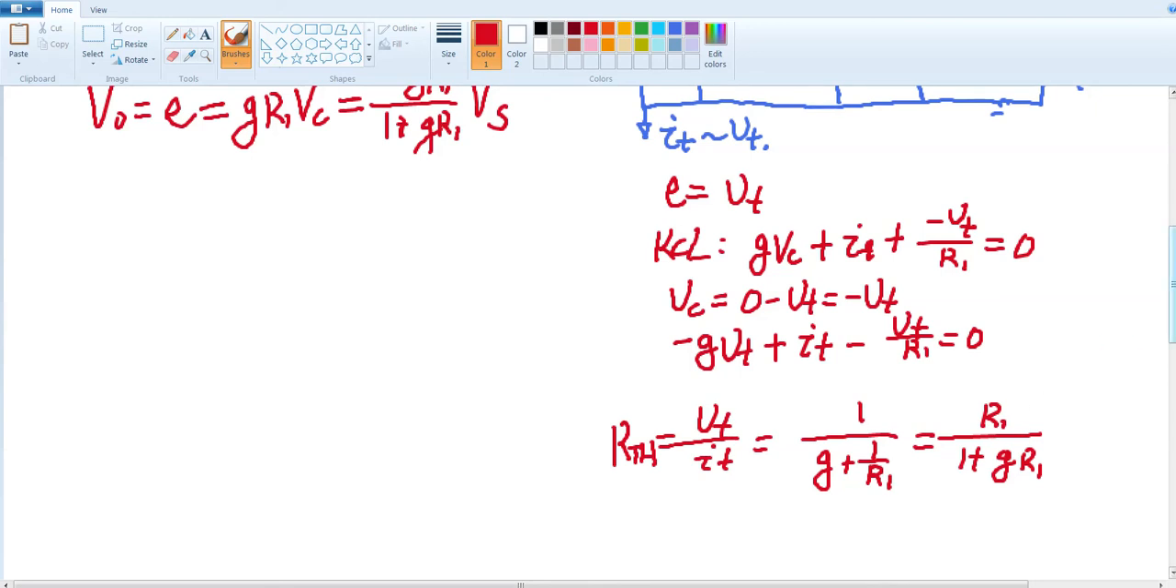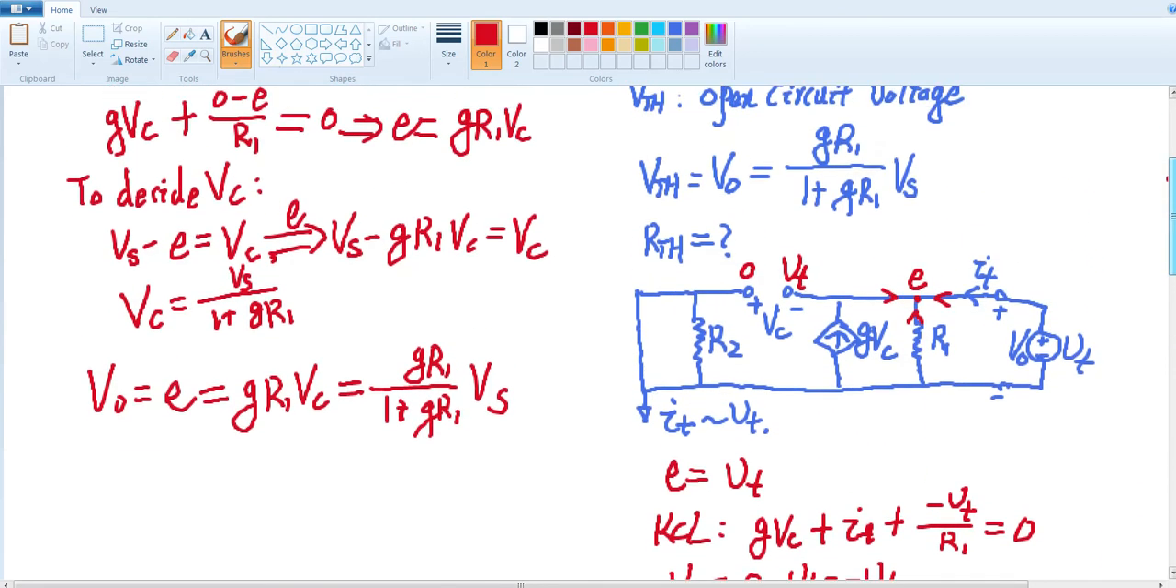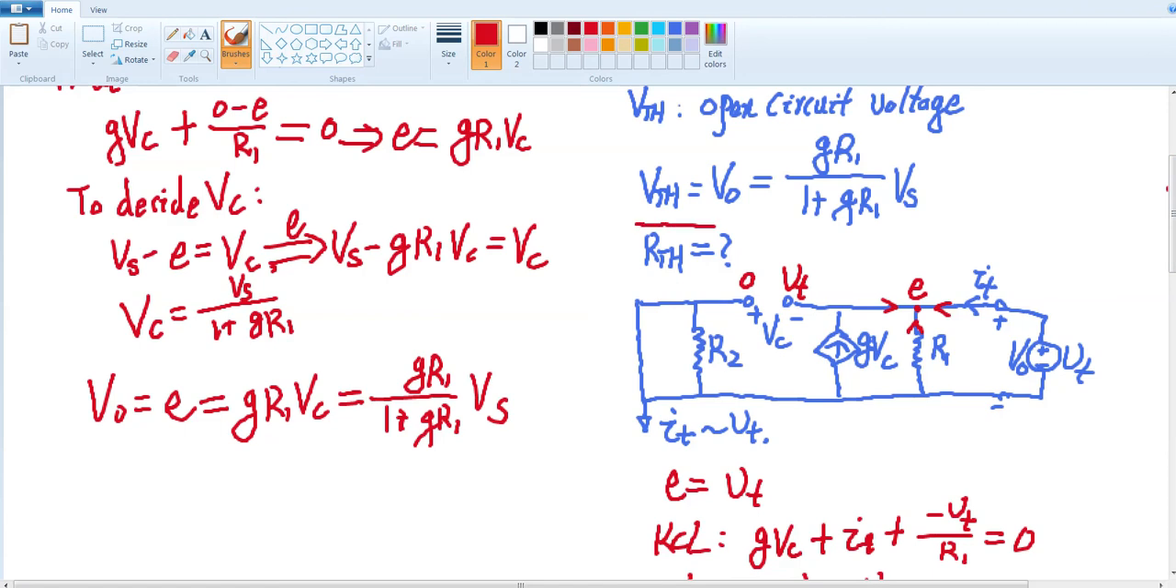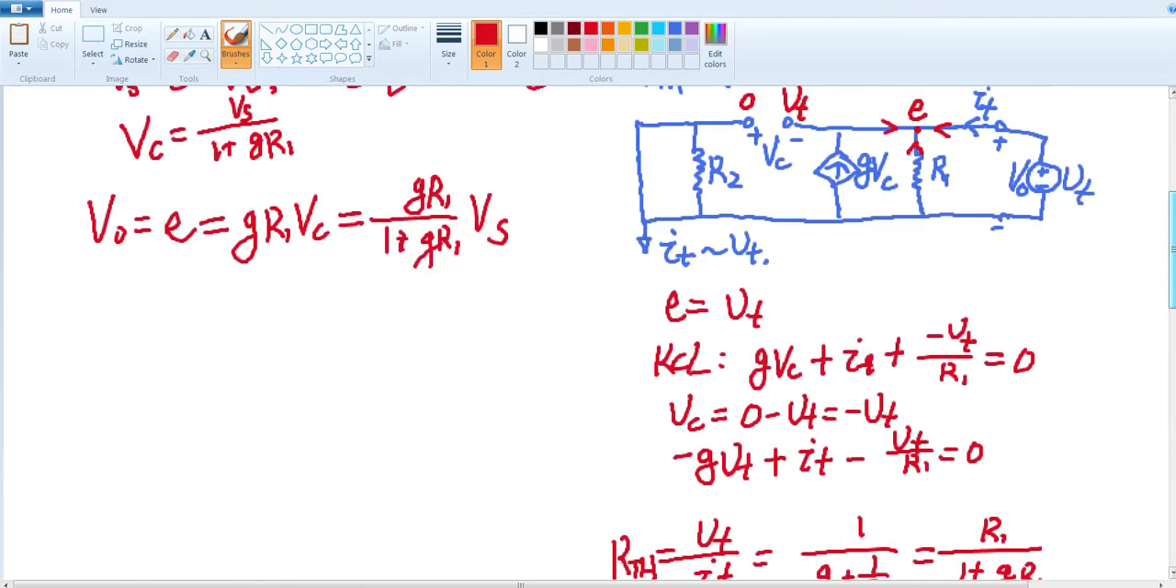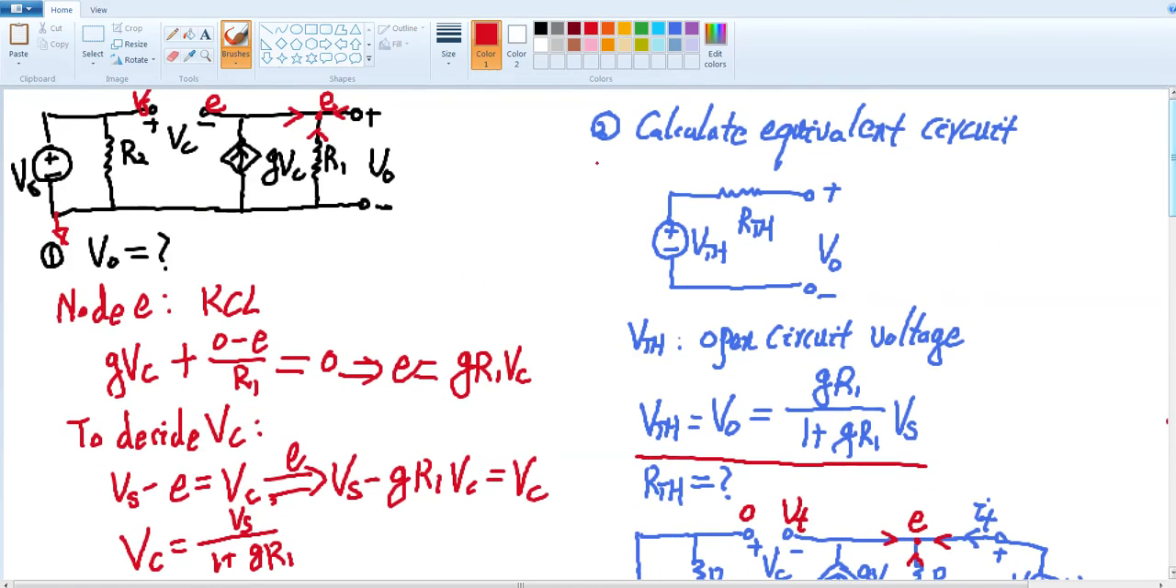Okay, so far we have decided both the Thevenin voltage as well as the Thevenin resistance. So we see that such a complicated circuit which contains dependent sources can be converted into a simple circuit with only one source and one resistor, utilizing Thevenin theorem.